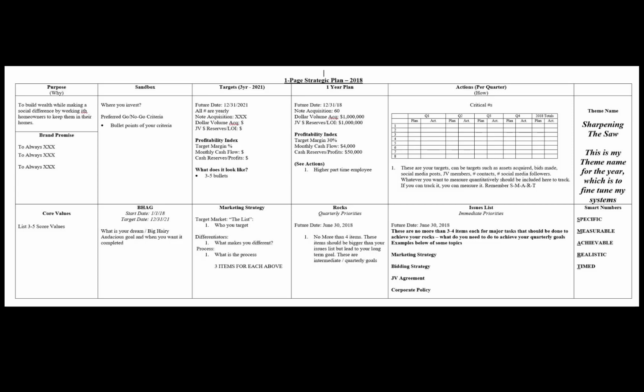And again, with the issues list, you want to keep 3 to 4 items. And what I broke them out into is, okay, here are my marketing strategies, which want to hit a goal. My bidding strategies to hit a goal. JV agreements, partners, whatever it is to hit a goal. I want to get 5 JV partners this quarter. How do I do that? I need to do A, B, C, and D. And then your corporate policy, what is your overall business, and possibly some things.